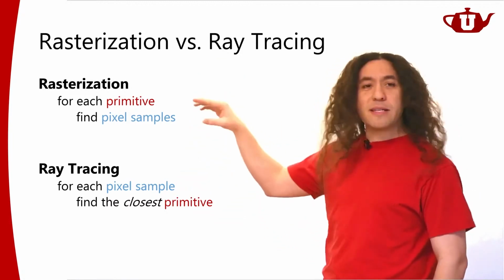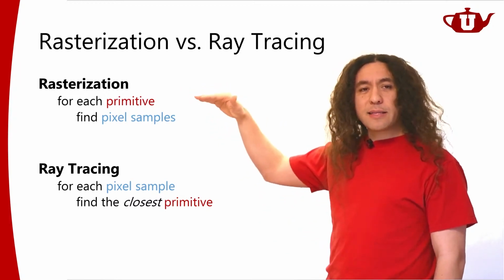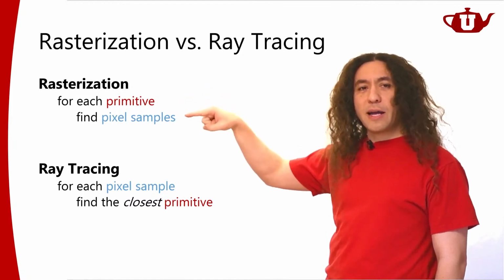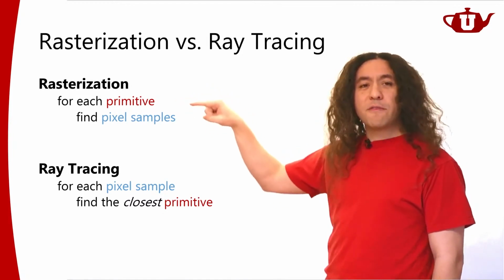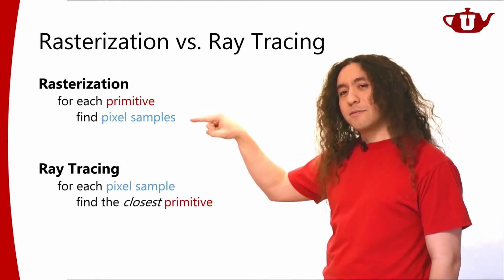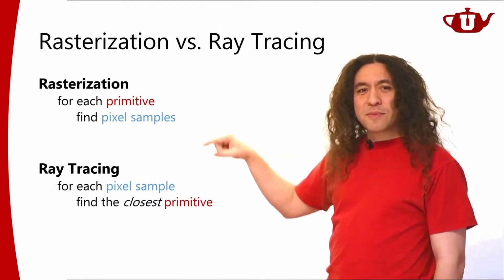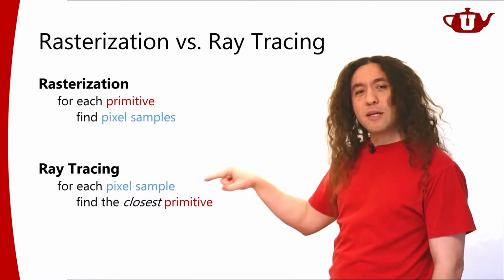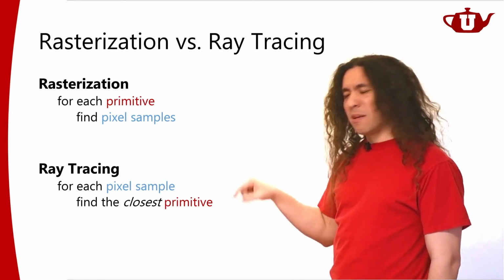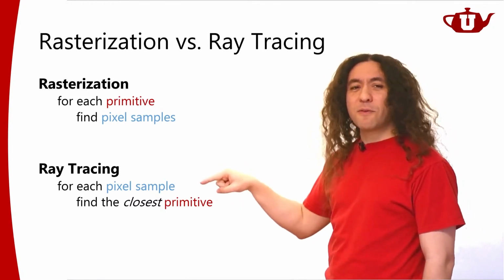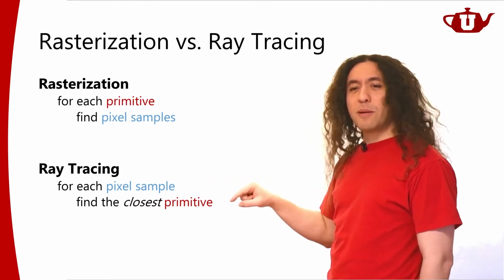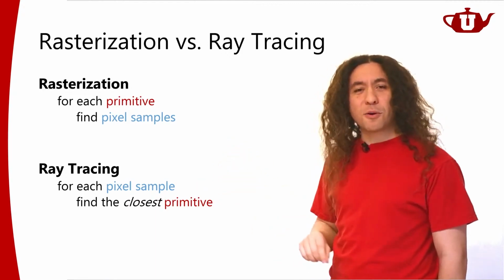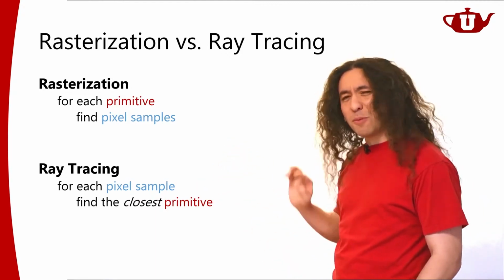These two algorithms are actually conceptually very similar to each other. It's just the inverse way of looking at things. You can think of rasterization as a nested for loop: for each primitive, you find the pixel samples. That is, for each primitive, for each pixel. With ray tracing, it's for each pixel sample, for each pixel, you look at the primitives and find the closest primitives. So it's for each pixel, for each primitive. It's the same nested for loop, but in the inverse order. It really looks like that from a distance.